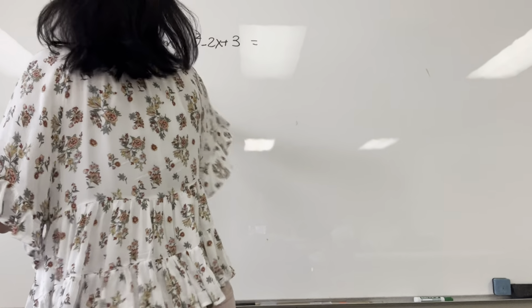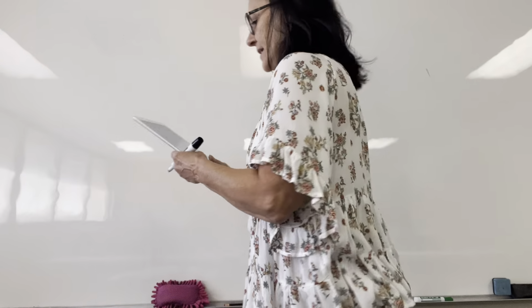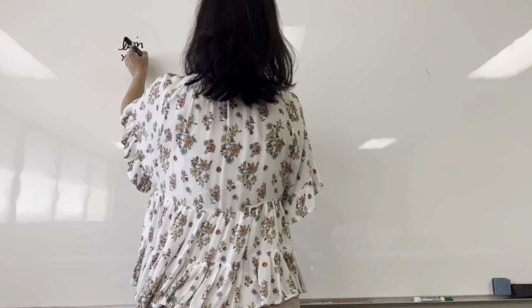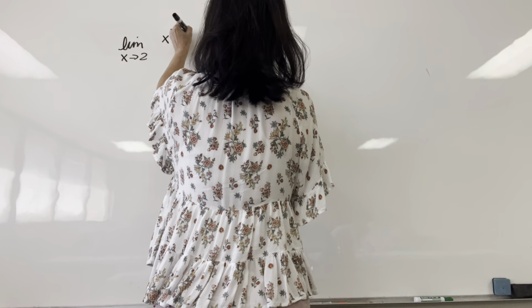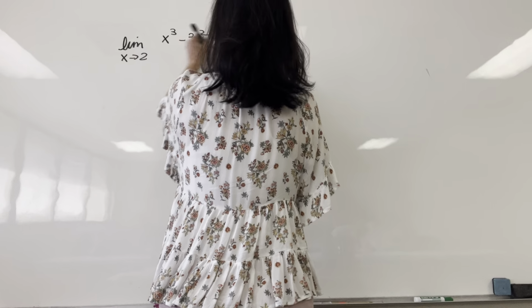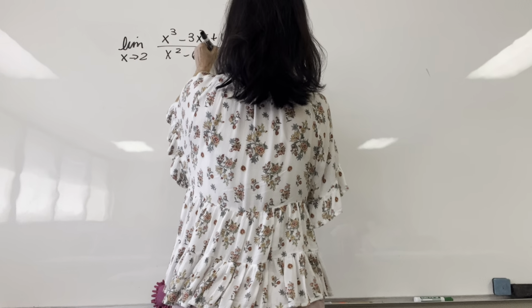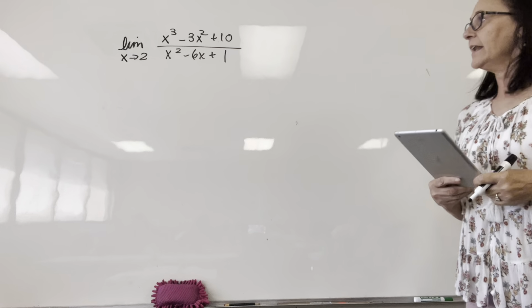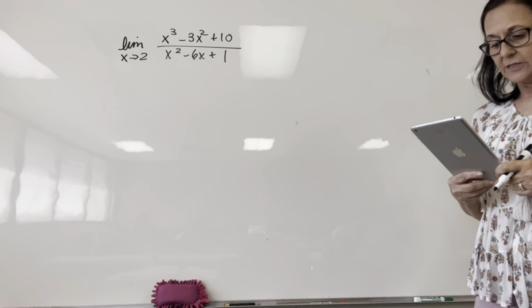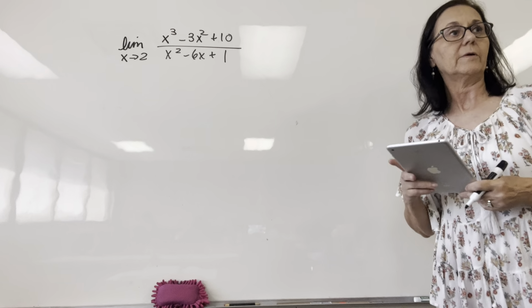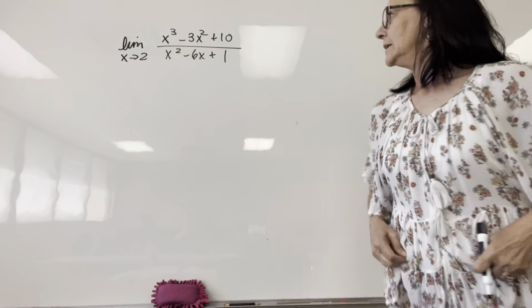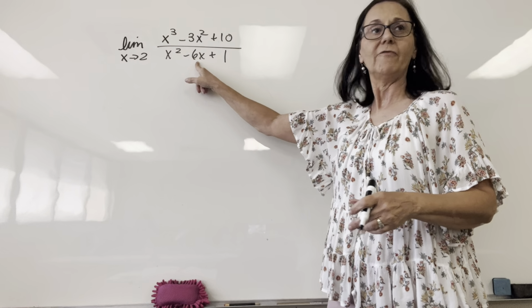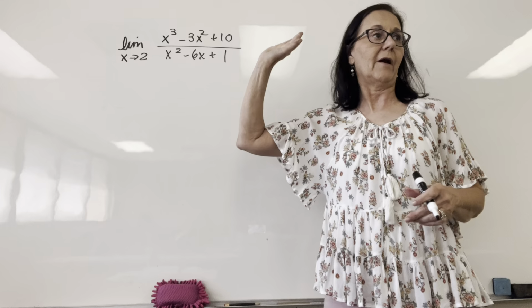All right, look at example 2. Now we have an x in the denominator, and we're asking for the limit as x approaches 2 of x cubed minus 3x squared plus 10 over x squared minus 6x plus 1. All right, so I could ask myself, does 2 make the denominator equal to 0? That would be 4 minus 12 plus 1, that's not 0.